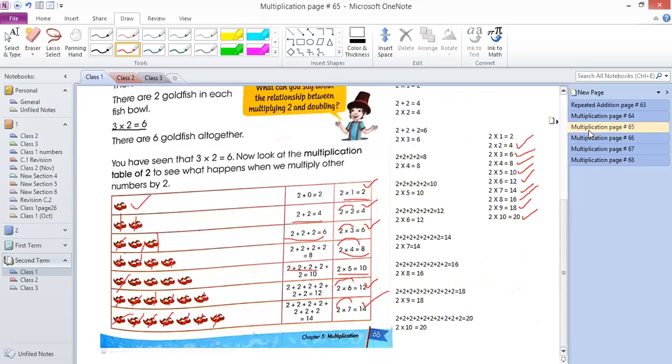So the multiplication table of 2 is 1 times 2 is 2, 2 times 2 is 4, 3 times 2 is 6, 4 times 2 is 8, 5 times 2 is 10, 6 times 2 is 12, 7 times 2 is 14, 8 times 2 is 16, 9 times 2 is 18, and 10 times 2 is 20.